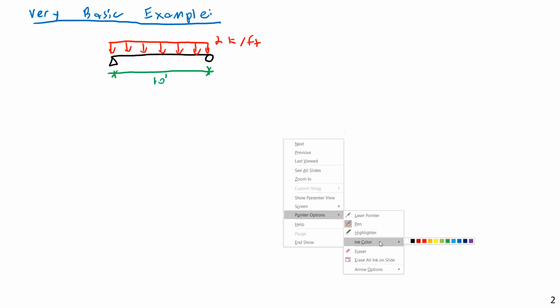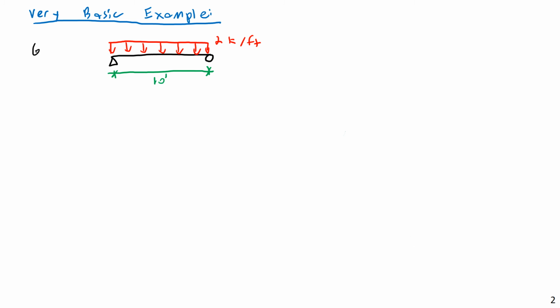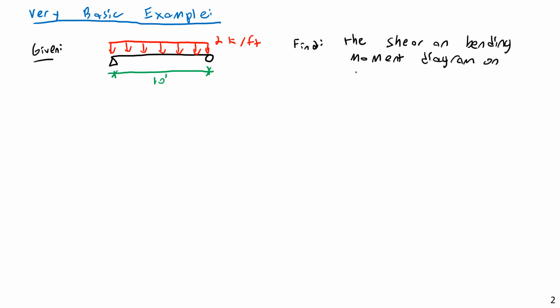So all this is given, and I want to find the shear and bending moment diagram on this beam. Okay, so I'm going to go through a set of formal rules after this, but I just want to illustrate the basic idea of what I'm talking about.